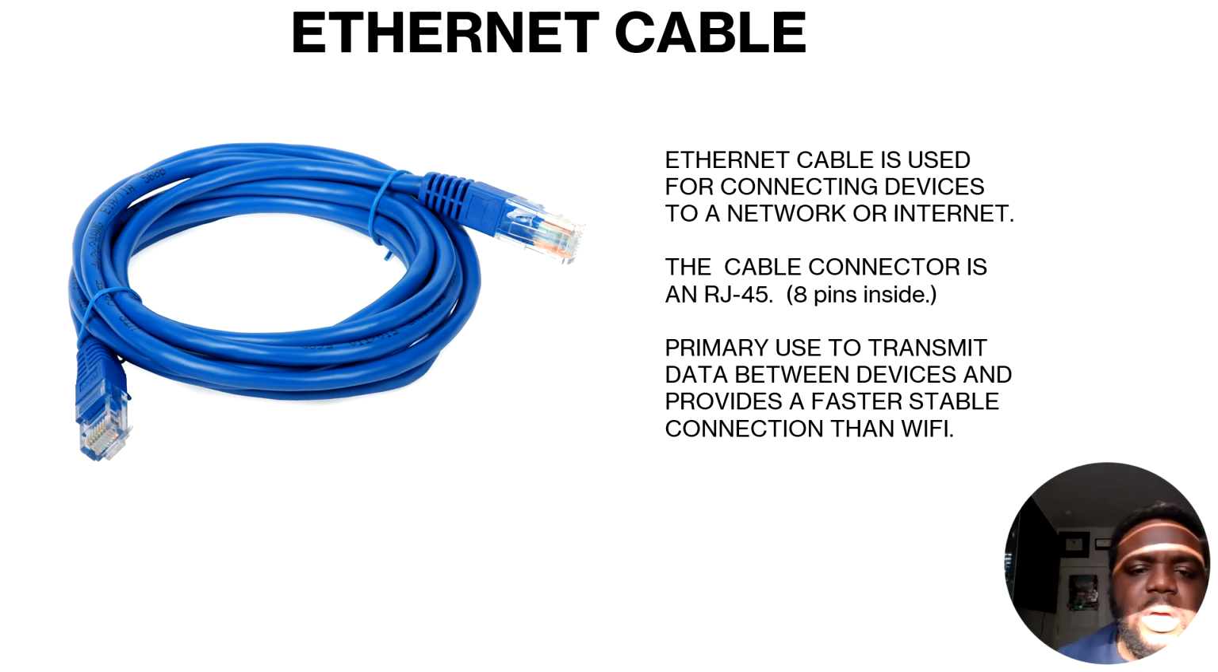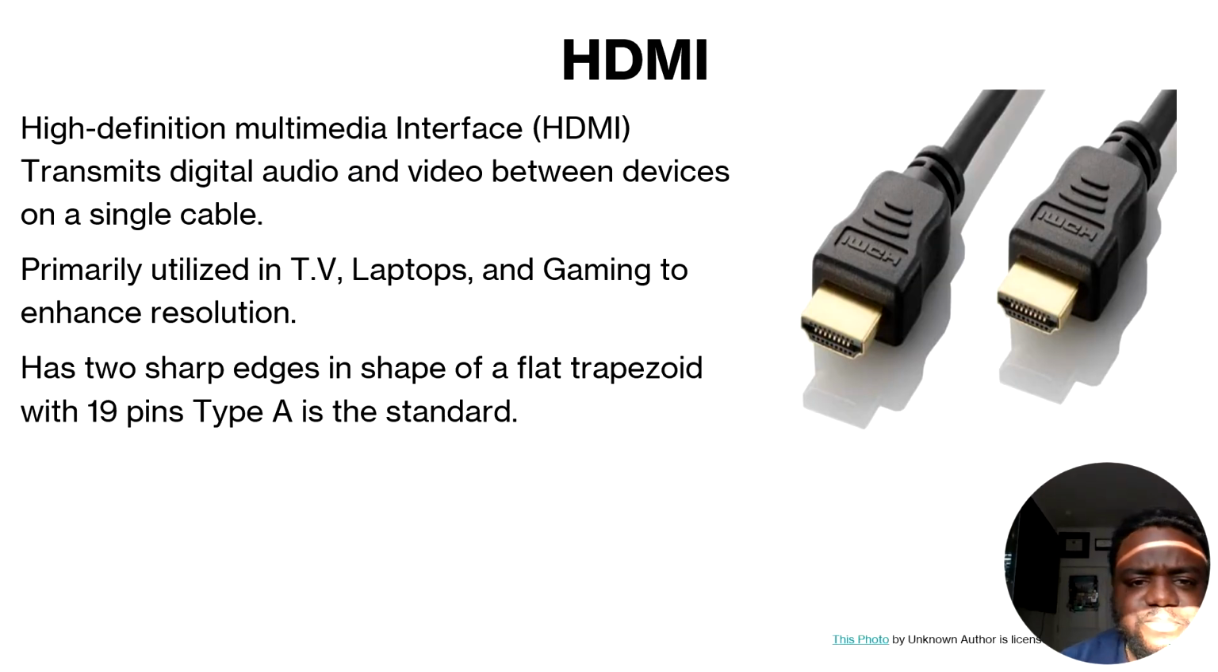The first type of cable is the Ethernet cable, which is used to connect different devices to a network or the internet. It uses a RJ45 connector with typically 8 pins inside. This connector is similar to your phone jack, like the RJ11, but it's much bigger than the phone jack. I typically use this connector when I want to get a stable connection on my game system. So whenever my connection is lagging, I typically hook up my Ethernet connection to get a better connection.